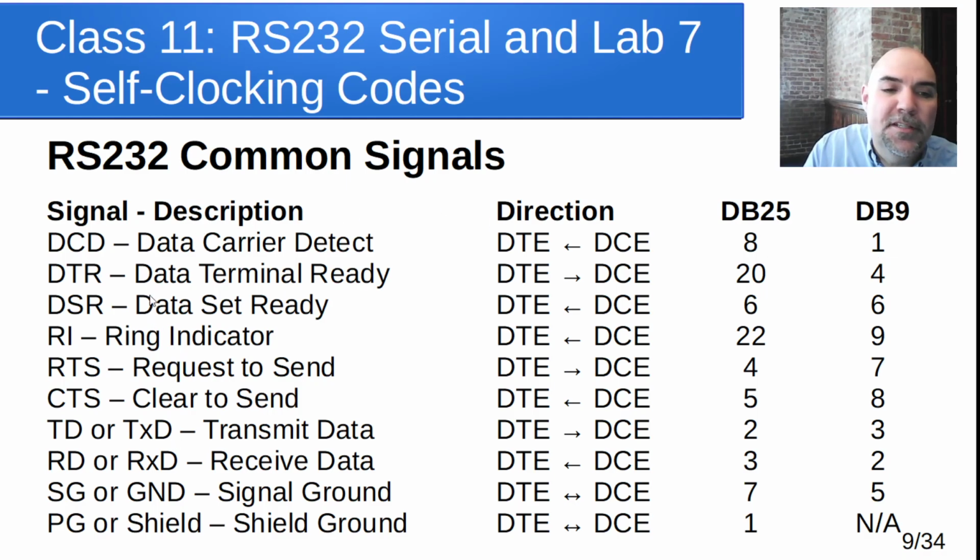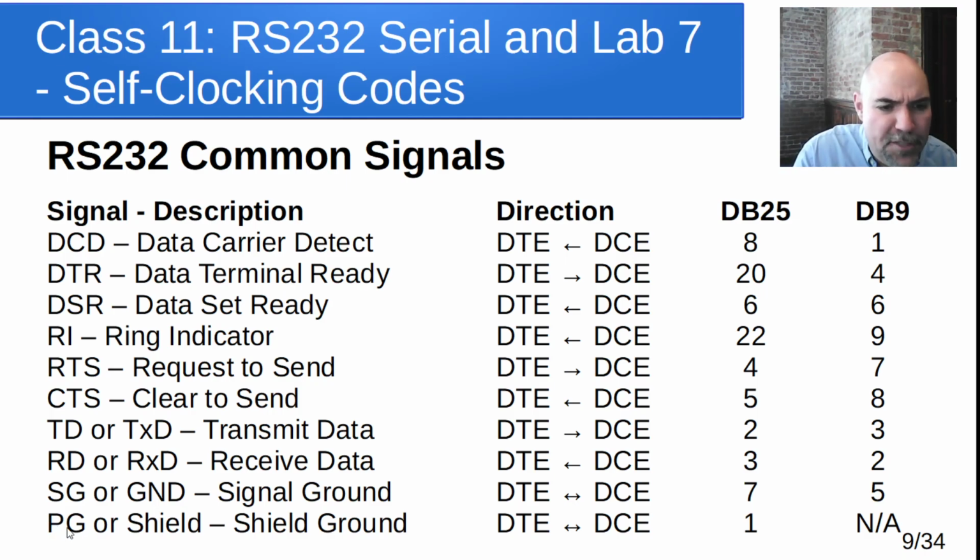And so if you look through the rest of these, DTR, data terminal ready, that is from the computer to the modem. Pin 20 on the DB25, pin 4 on the DB9. Now I'm not going to read all these. I'm just going to go through and read the ones over here. So DSR, data set ready, RI, ring indicator, RTS, request to send, CTS, clear to send, transmit data, receive data, signal ground, and the field or shield ground, or sometimes this is also called the frame ground.